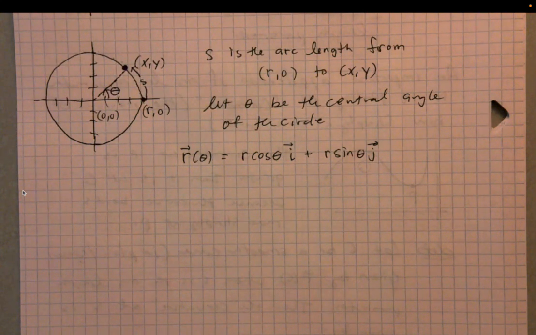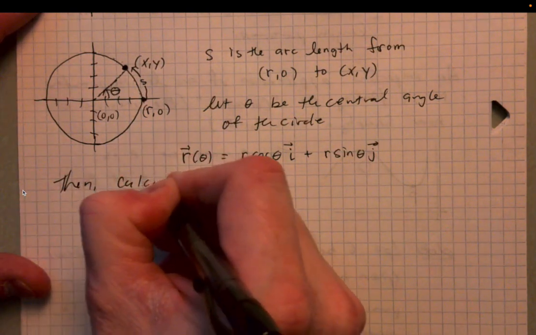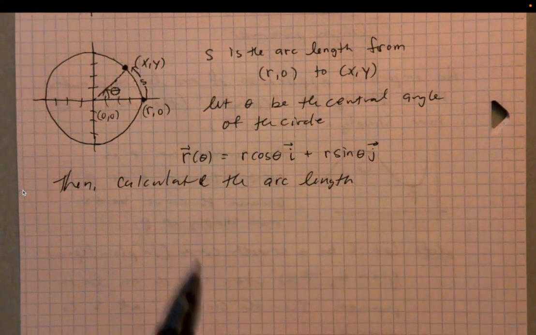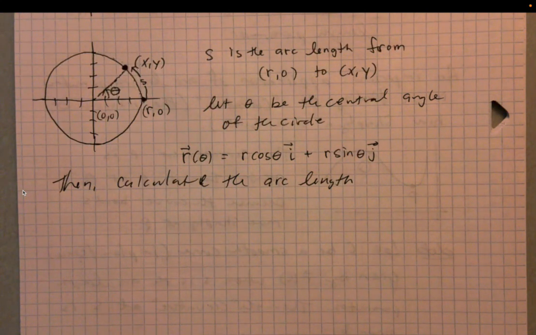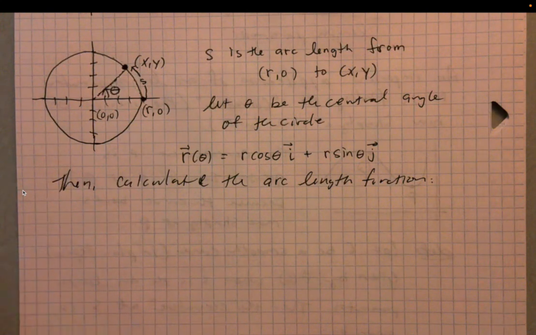All right, so good. Now notice this vector valued function is parameterized by theta. We need it to be parameterized by the arc length, s. So we need to calculate the arc length parameter. Probably better to say the arc length function, but yeah, we'll write it like that. So we need to calculate the arc length function.